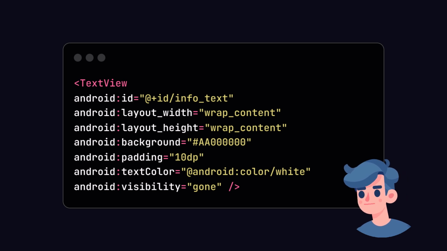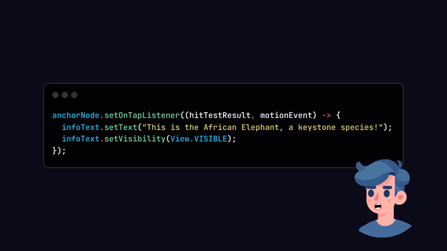We can use a simple text view overlay that will display the information. Create an overlay in your layout file. In your addNodeToScene method, let's add a listener for the tap event on the model, updating the text view to display the species information.